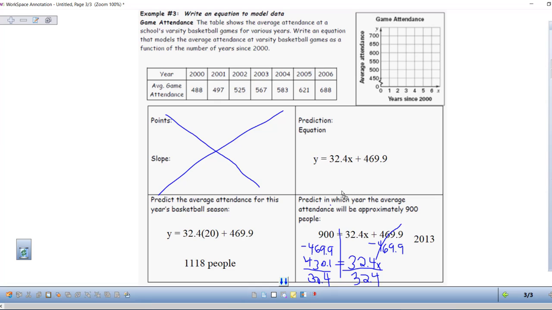So with scatter plots, we can graph them by hand. Sorry, I skipped that on here. But we can graph them by hand, we can graph them on Desmos, we can get the equation from Desmos, and we can use that equation to plug in for either x or y, predicting things that could happen if it follows that pattern.